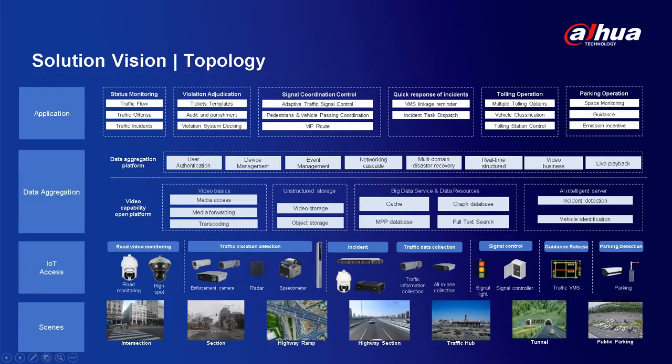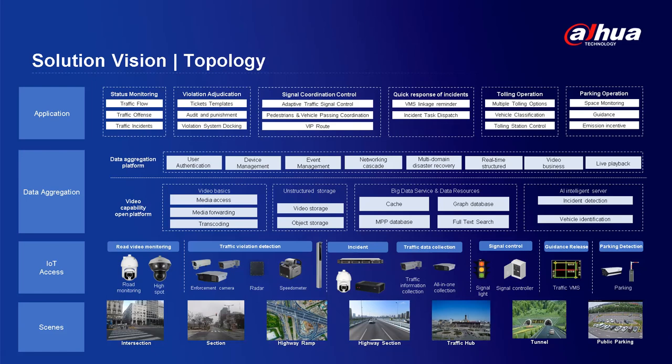Then the topology of this solution, I'm going to explain these massive details in a nutshell. So we start from the application level. This is where we are doing now things like status monitoring, where we check the flow of traffic, offenses and incidents that come up. Then we check for violations, so tickets, auditing and punishment, then violations, of course. Then we have signal coordination control. So we create an adaptive traffic signal control. We have pedestrians and vehicles passing. Then we have VIP routes. Then quick response of incidents.